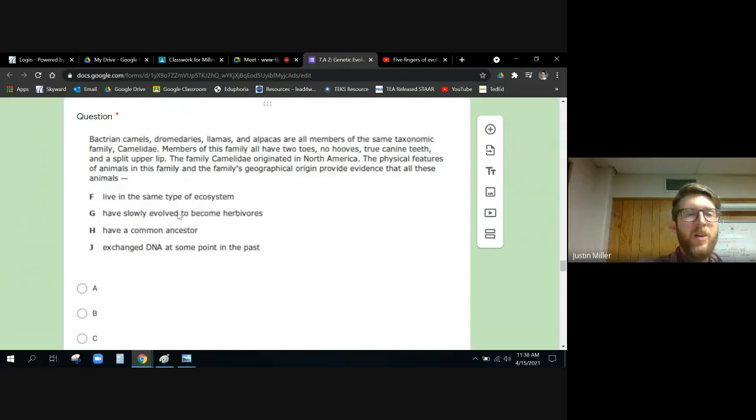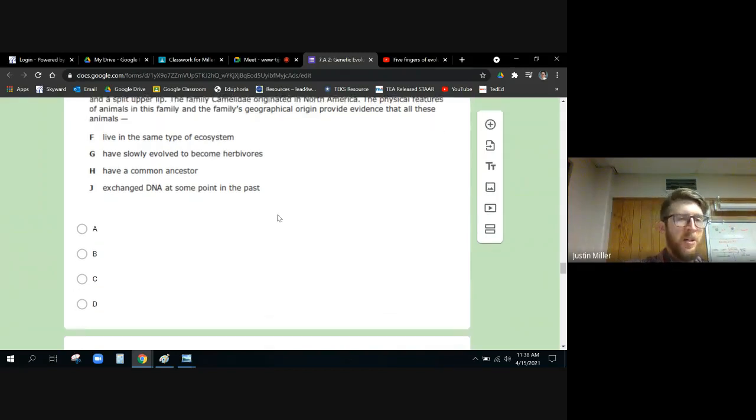They have slowly evolved to become herbivores. We don't. That's not necessarily. That doesn't apply here. They have a common ancestor. Yeah. Again, this is very simple. If they're closely related, they have a common ancestor. If they have similar DNA, they have a common ancestor. And the more similar they are, the more closely related they are.